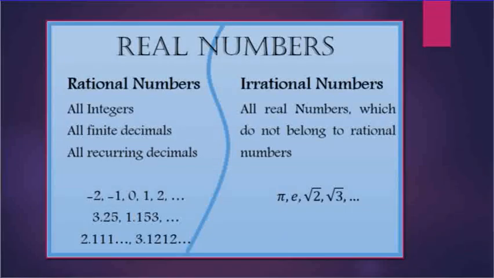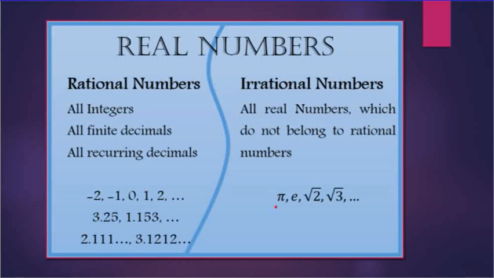If you look at the picture here, these are all real numbers, and real numbers are separated between rational numbers and irrational numbers. Rational numbers include all integers, whole numbers, and natural numbers. They're all finite decimals, so decimals that end, or recurring decimals that repeat. They are also going to be fractions. Irrational numbers are all those real numbers which do not belong as rational.